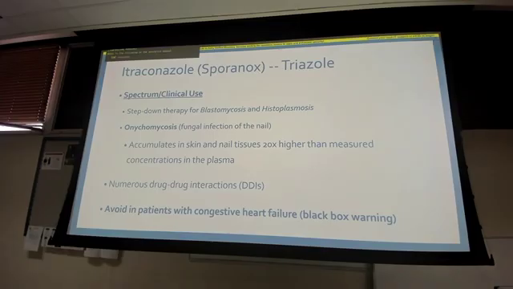So first, we're going to start with itraconazole. For this, the biggest thing that we're going to use itraconazole for in practice is step-down therapy for blasto or histo. Another thing that's going to be common is onychomycosis, which is a fungal infection of the nail. The reason why we use it in nail infections is because it has very high concentrations in the skin and tissues compared to the other azoles.